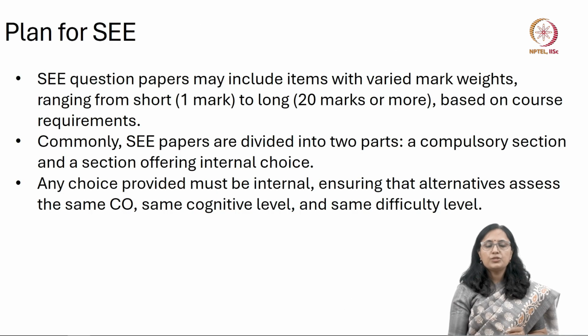Now, let us see how we plan for the semester end examination, SE. Generally, SEs are conducted through written examination. We use a question paper, and the question paper may include assessment items. By assessment items, we mean questions with varied mark weights, ranging from short answer questions, say for 1 mark, to long answer questions, which can be 20 marks or more based on the course requirement. It also depends on the nature of course outcomes. Commonly, SCE papers are divided into two parts, a compulsory section and a section that offers internal choice.